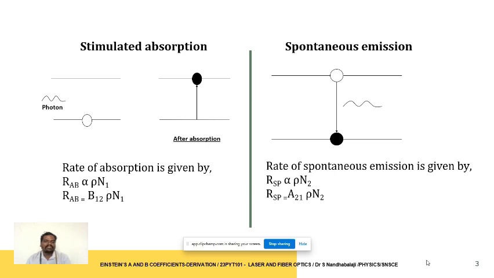The rate of absorption R_AB is directly proportional to rho N1. So R_AB is equal to B12, B of energy state 1 to energy state 2, into rho into N1. And the rate of spontaneous emission R_SP is directly proportional to N2. R_SP is equal to A21, where 21 means energy state 2 to energy state 1, into N2.